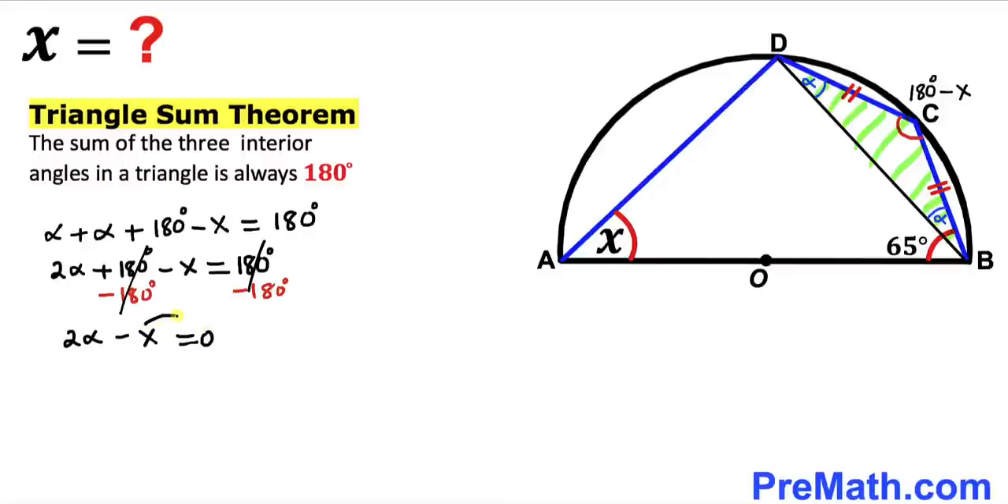Now I'm going to move this x to the other side. So therefore 2 times alpha turns out to be equal to x. And now I'm going to divide both sides by 2 to isolate alpha. So this 2 and 2 is gone. So therefore angle alpha is going to be equal to x divided by 2. So therefore this angle alpha turns out to be equal to x divided by 2. And likewise this angle alpha is x divided by 2 as well.